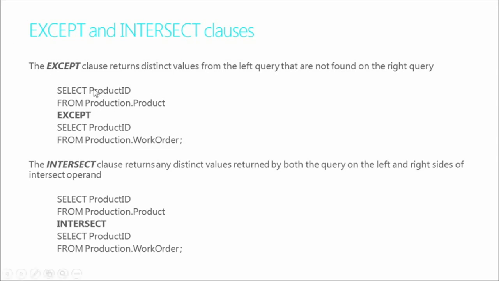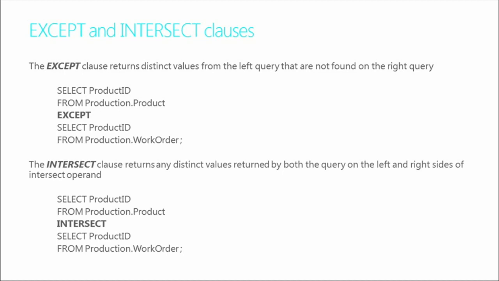So what I do is select product ID from the product table, except, and then select product ID from Production.WorkOrder. So it's going to return both of them for me. But anything that's matched, it's not going to return. That's a match. It's going to just do the distinct items.